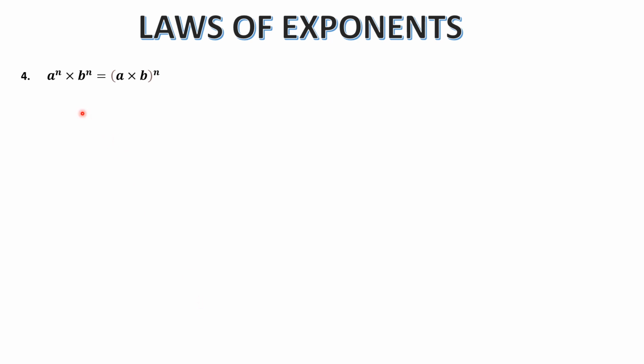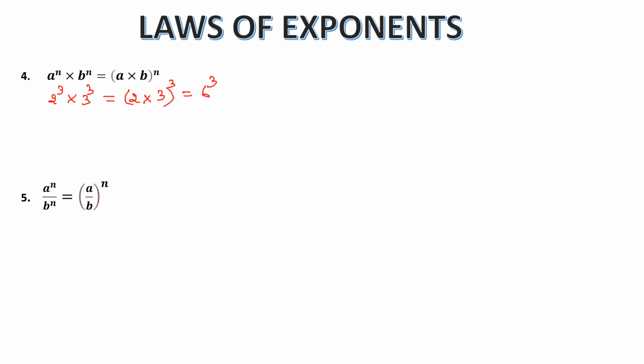Now a to the power n multiplied by b to the power n. Here the base is different but the power is same. So in such a case you have to multiply the base by keeping the power same. So let's take an example. Suppose it is 2 cube multiplied by 3 cube. The power is same, 3 and 3 both the cases. So in such a case, multiply the base 2 into 3 and keep the power as it is. So it will give you 6 to the power 3.